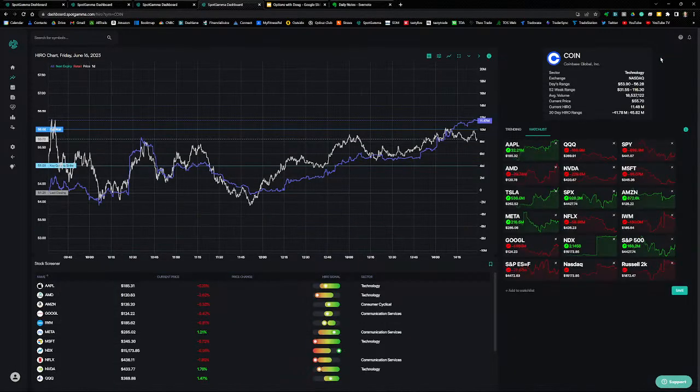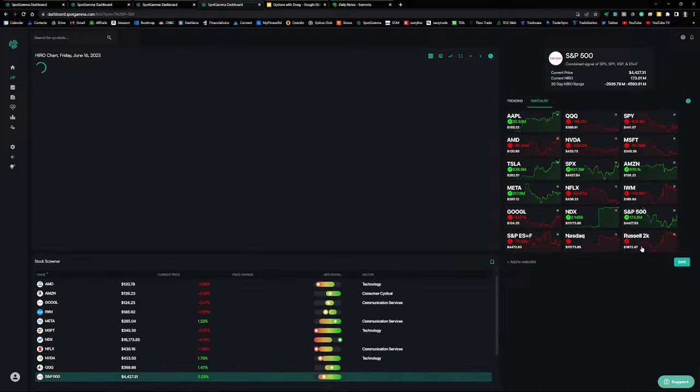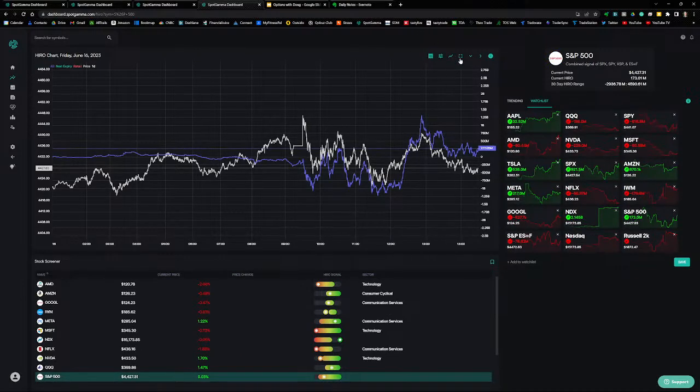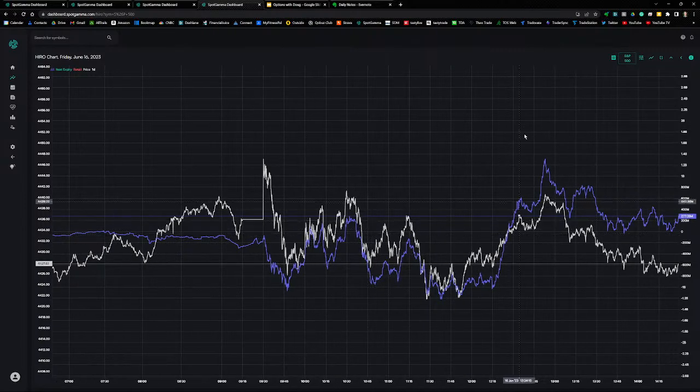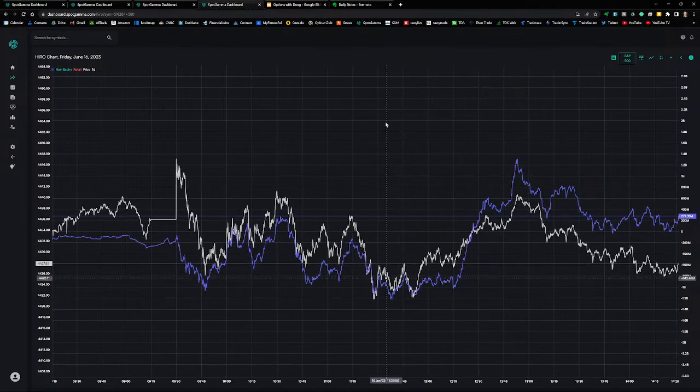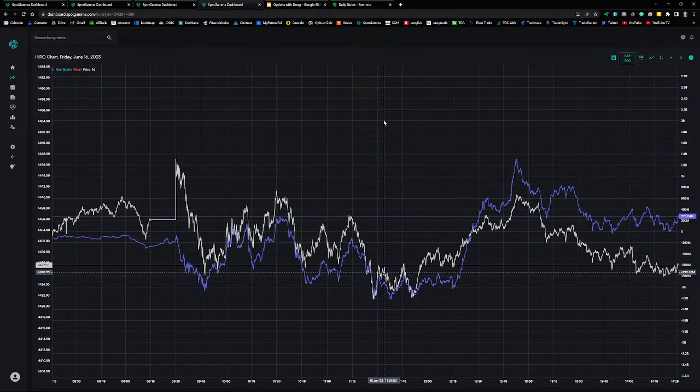All right, let's go back to the. I've got a couple of minutes left. Let's take a look at the S&P 500. Hedging flow up and down all day, so slightly positive for the day. Again, the combined signal SPX, SPY, and XSP and ES futures. Let's go take a look at the Bookmap.